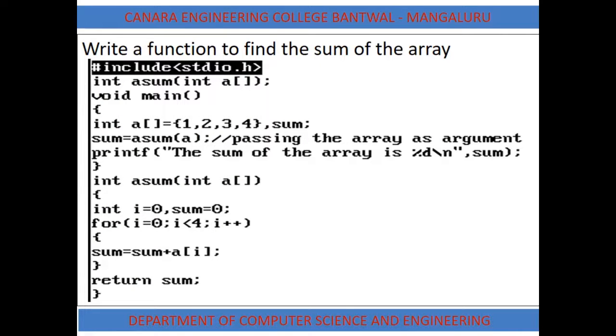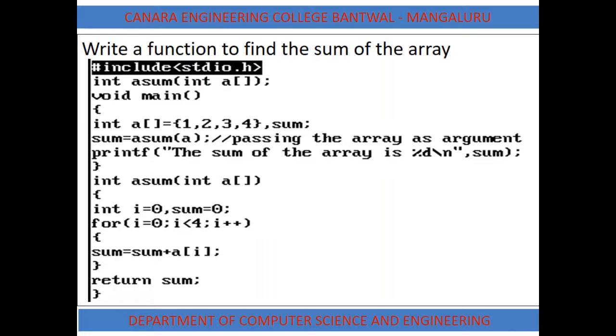Next, write a function to find the sum of the array. We have already written the program to find the sum of the array, so the same program we can modify and make use of the concept of function. Here, int asum: asum is the name of the function which accepts an array and finds the sum of the array. It will return the sum to the calling function, that is the main function. That's why I gave the return type as int, and it accepts an array of integers.